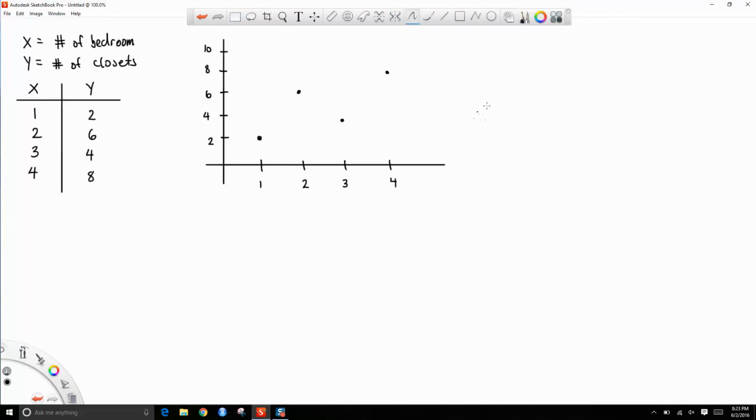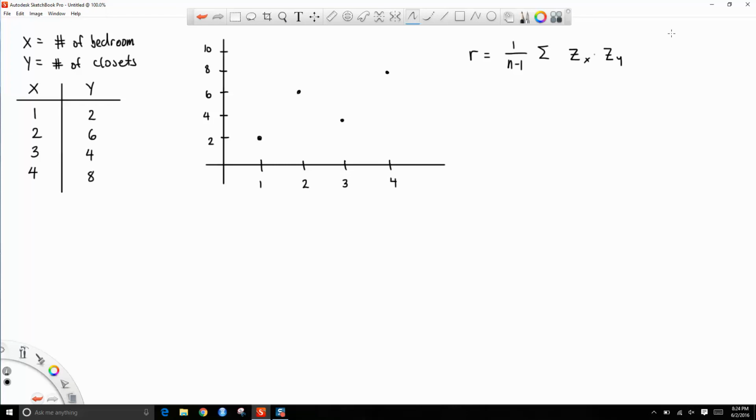All right, and so the formula for R is this: 1 over n minus 1 times the sum of basically the z-score of x multiplied by the z-score of y. So what is a z-score? It is the distance from the mean expressed in standard deviations.